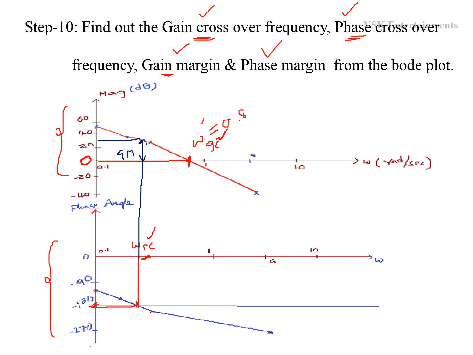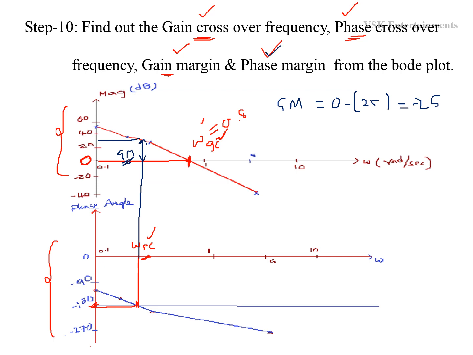By using the formula, we are going to determine the gain margin. The gain margin formula is 0 minus the resultant magnitude at the phase crossover frequency. Here the resultant magnitude is, suppose, nearly 25 decibels. So the gain margin is equal to minus 25 decibels.